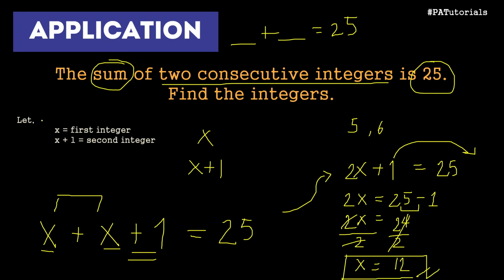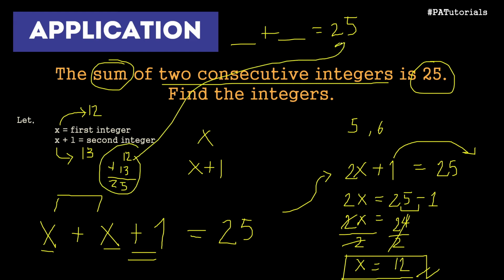So, kapag sinubstitute natin, based dito sa una natin ginawa, yung x natin daw ay 12. Tapos, yung x plus 1 naman natin ay 12 plus 1, that is equal to 13. So, tingnan nga natin kung tama to, that is equal to 12 plus 13 is equal to 25, which is etong hinahanap natin. Okay? Now, take note na yung 12 natin yung first integer. Tapos yung next natin na number would be 13. So, di ba guys, magkasunod lang sila na 12, 13. So, ganun lang yung concept natin dito.